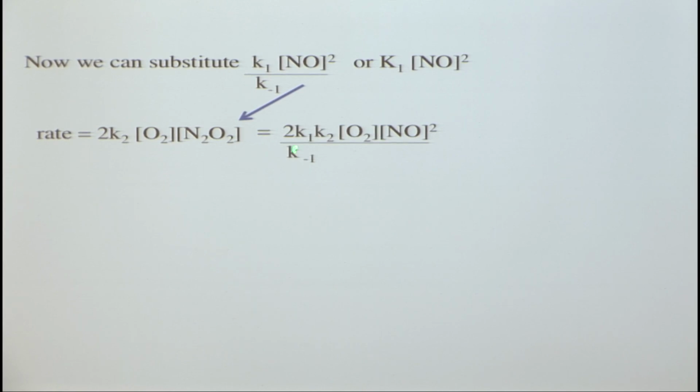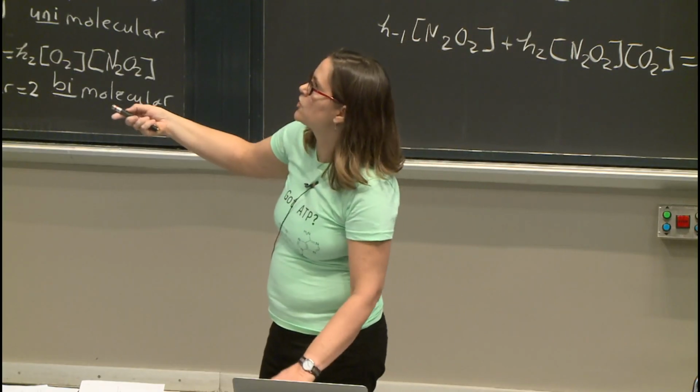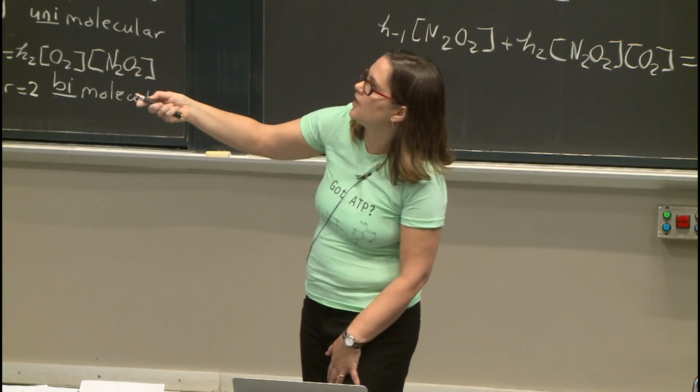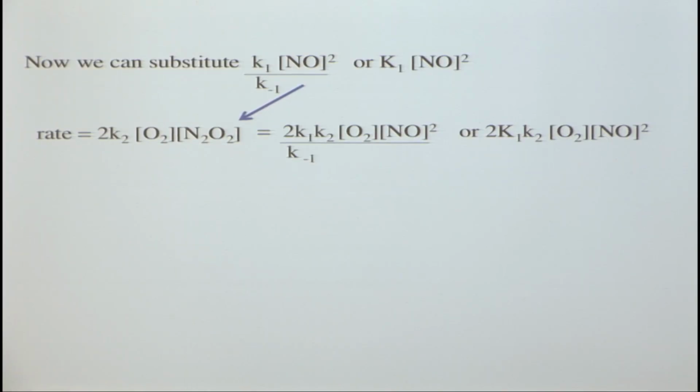And so now we get 2 times k1, k2, O2, NO squared over k minus 1. Or we could just put that with a big equilibrium constant and get rid of our little k1 over k minus 1. Both of those are equivalent. And now we can take all of our k terms and call them k-obs. So k-obs is just the experimental rate constant. It's the collection of rate constants that are measured.